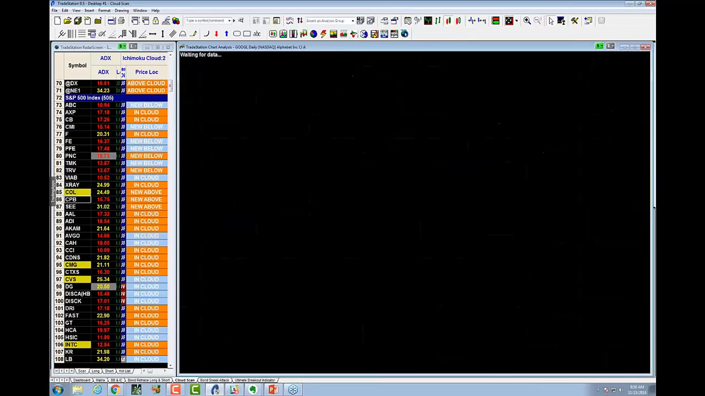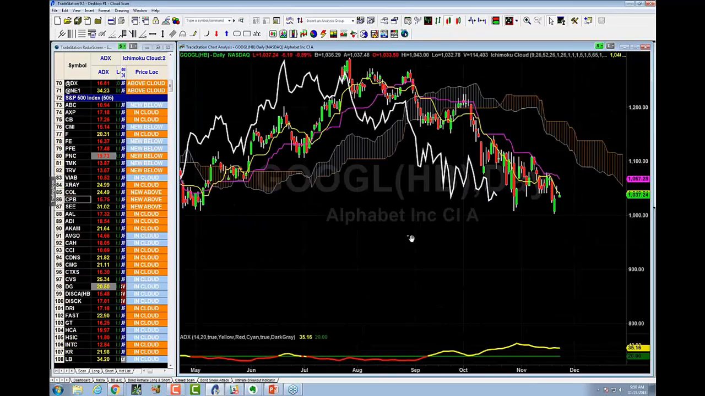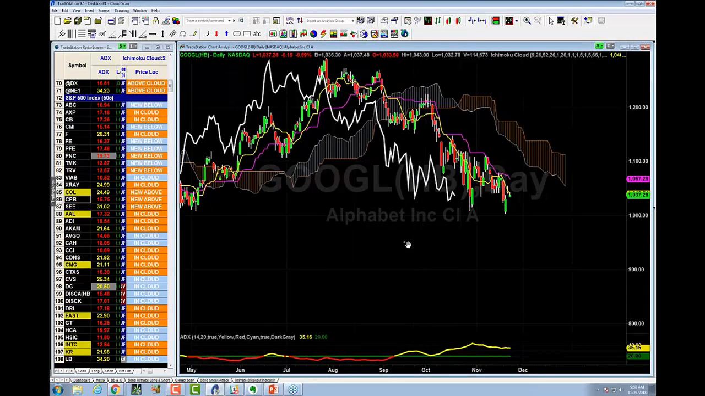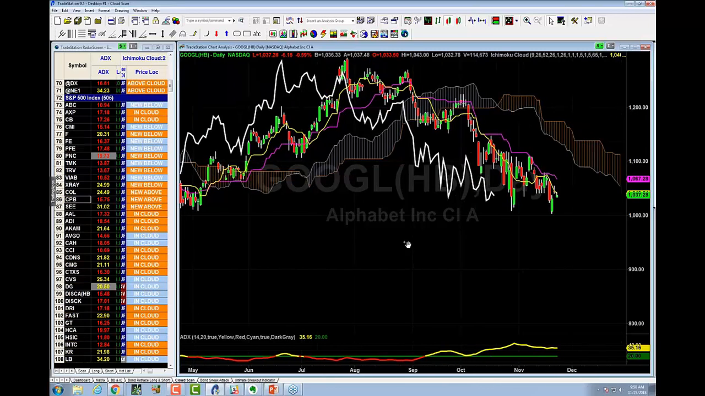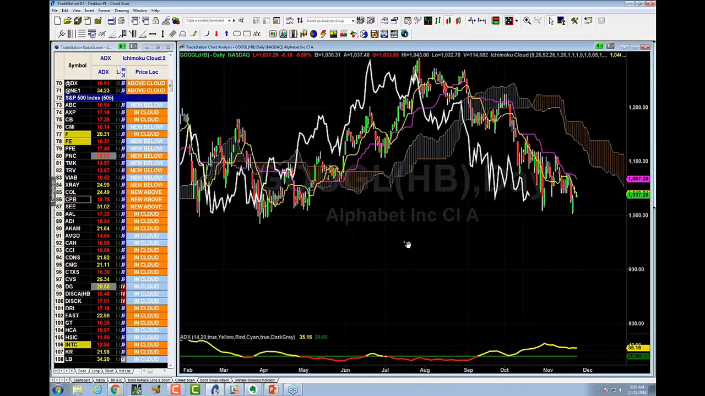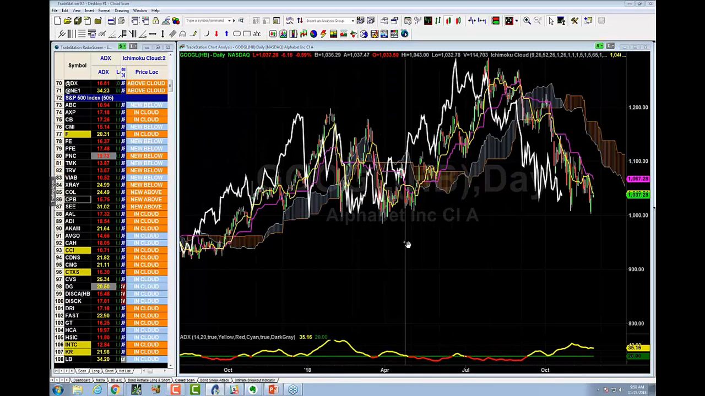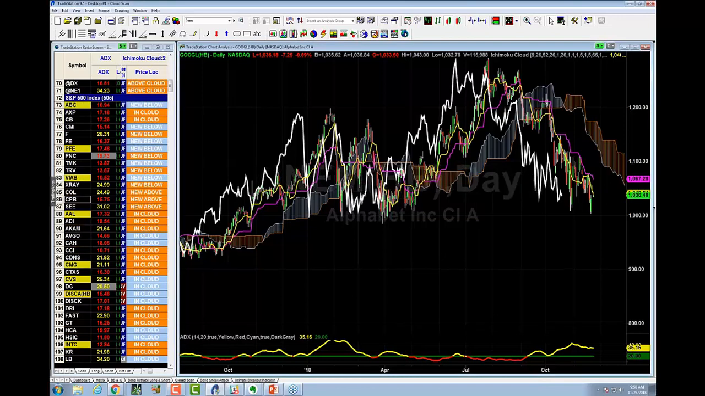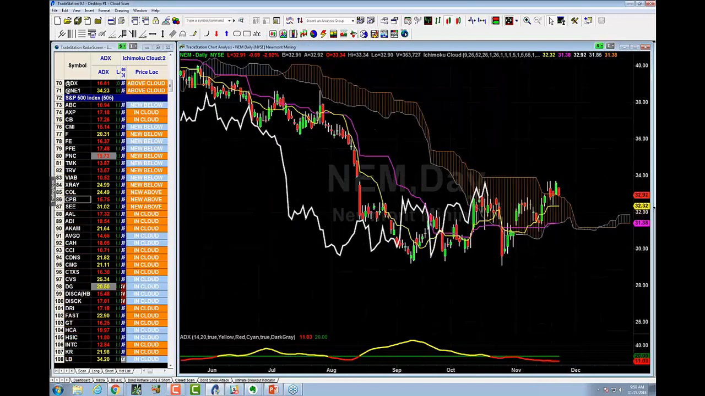GOOGL. Google is a short with a stop of 1,067 and a target of 950. NEM is a fresh long. The stop would have to be 32.32. Target would be 36.